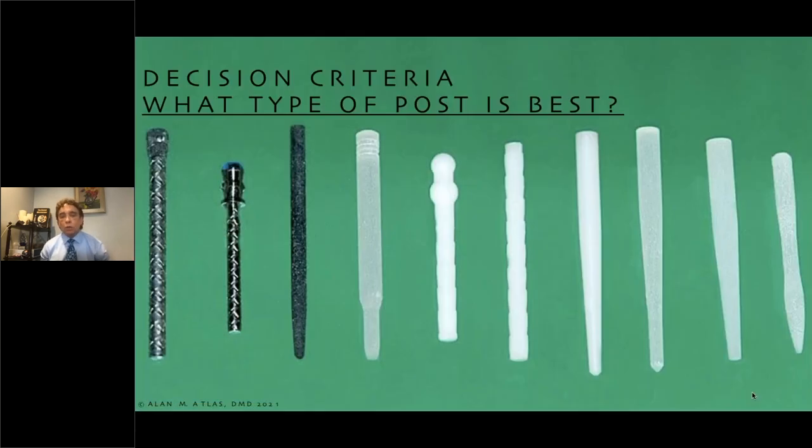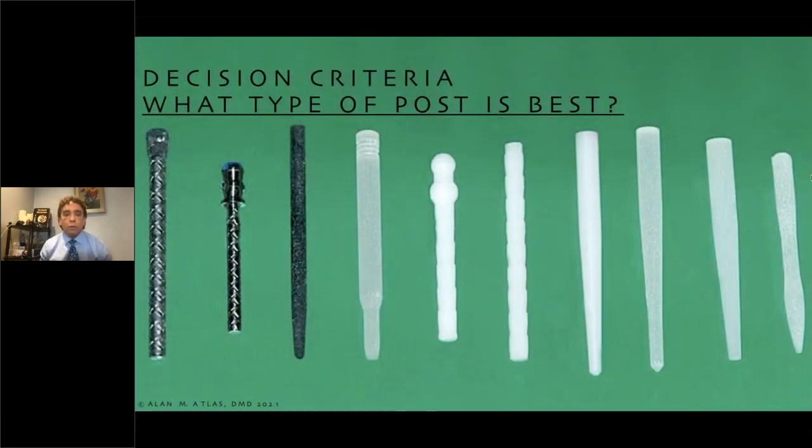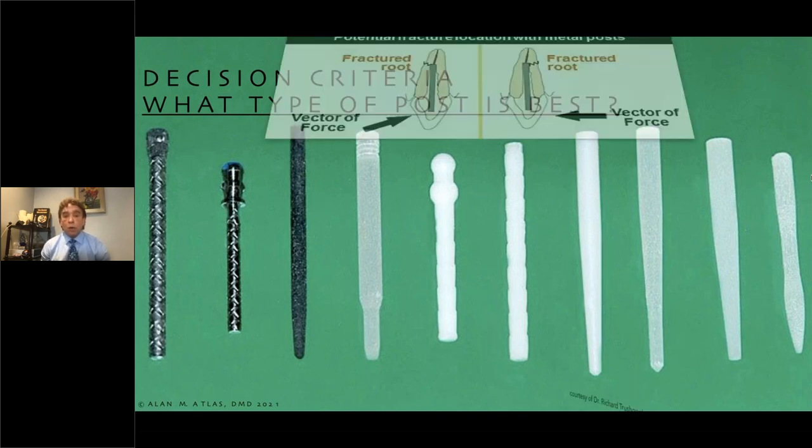In terms of the posts, look at this. We have all these different types of posts. And I'm telling you, there are so many posts, I don't even know what to do with them. I have so many in my office. It's impossible to believe how many different types of posts are made out there. The question is, which one is best? Should I use metal posts? Should I use fiber posts? Should I use carbon posts? What shape is best? Is it parallel, tapered, whatever the case may be? I've got to make a decision.